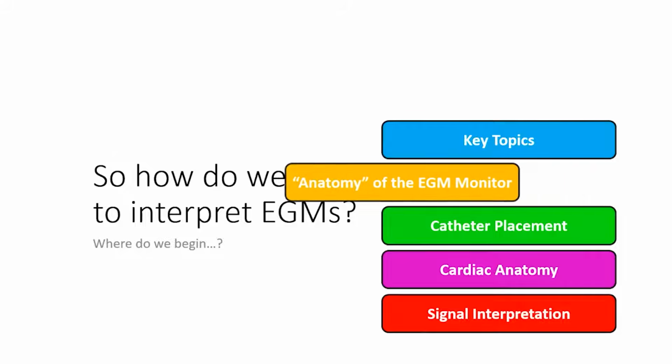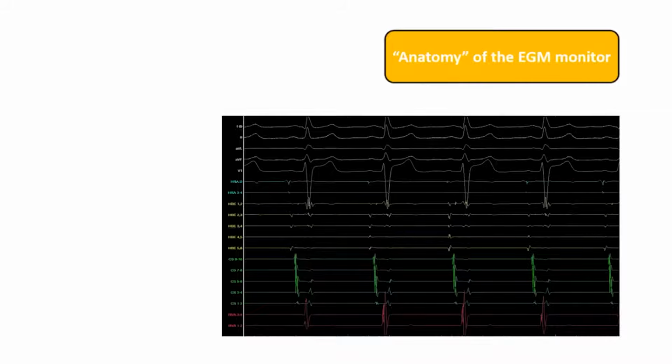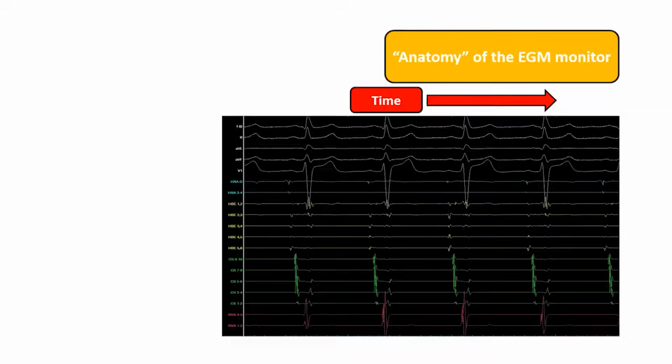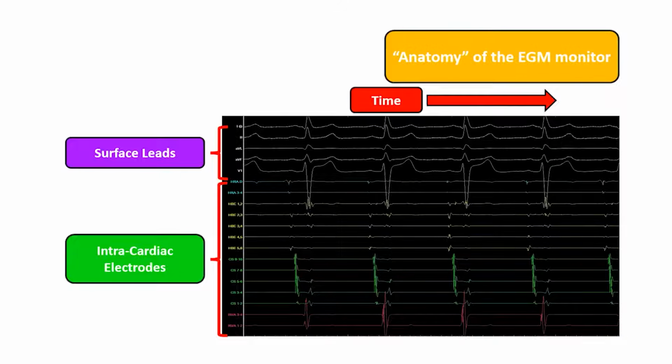So let's start off with the anatomy of the electrogram monitor. So here's our little inset screenshot of an electrogram monitor. As we've discussed before, the x-axis on the screen represents time, and along our y-axis we see a number of electrical channel recordings. At the very top, focusing on our surface 12 lead, and then our intracardiac electrodes here in the bottom half of the screen.